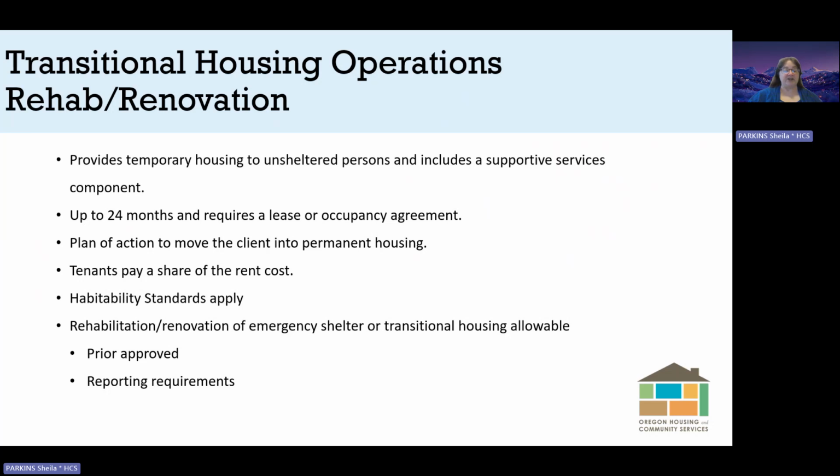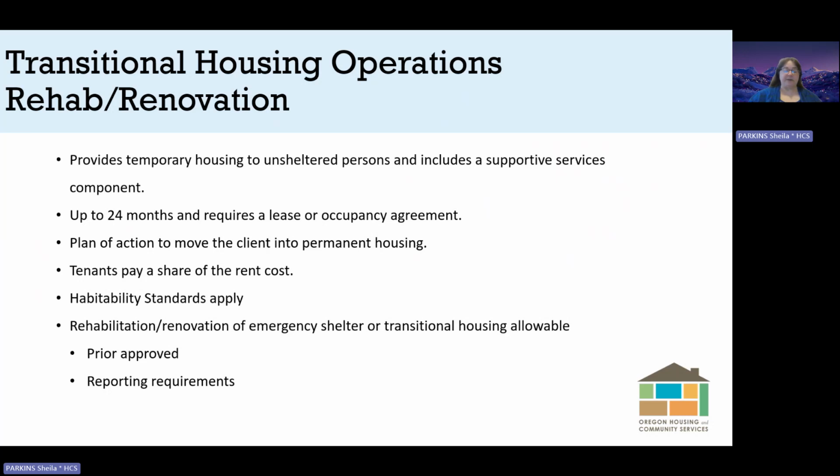There's quite a bit of information in the HSS Program Standards Guidance, so be sure to follow that guidance for specificity on when it is allowable and how to request prior approval before beginning any renovation or rehabilitation project. EHAP general funds can be used for both reno rehab of shelters and transitional housing, whereas SHAP can only be used for reno rehab of shelter facilities.